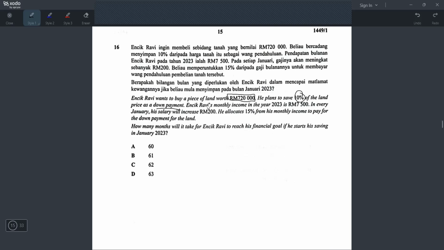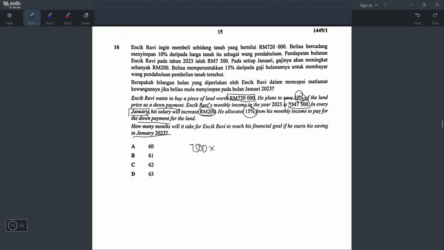Okay. So Encik Ravi's monthly income is 7,500. In every January, his salary will increase by 200. So this 200 only increases in January. And then he says he allocates 15% from his monthly income to pay for the down payment of the land. How many months will it take for Encik Ravi to reach his financial goal if he starts his saving in January 2023?